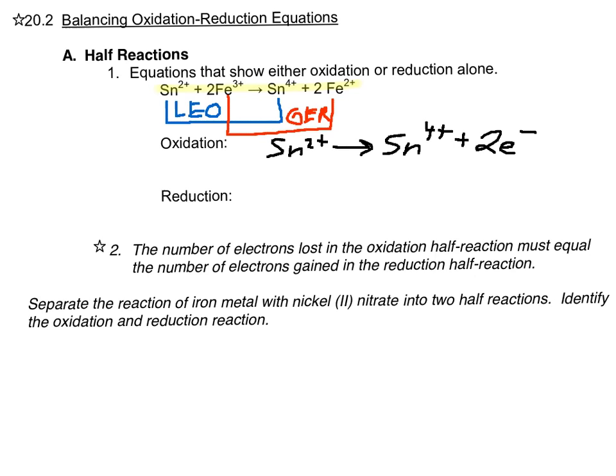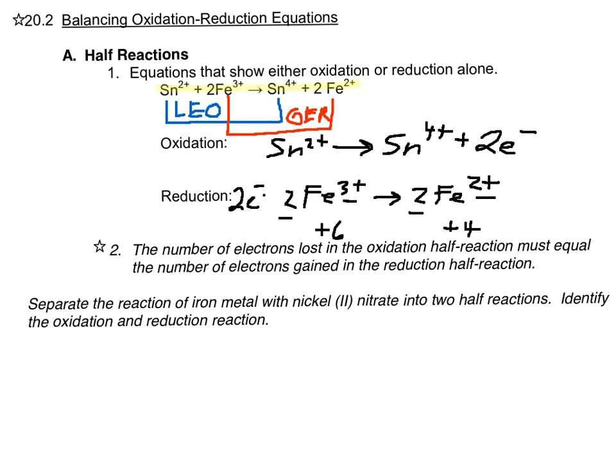If I look at the iron, I have iron 3, which is being reduced to form iron 2. And here I have 2 of the positive 3s and 2 of the positive 2s. So I have a total of a positive 6 charge over here, a total of a positive 4 charge over here. So this has gained 2 electrons. So I put that over here, 2 electrons.